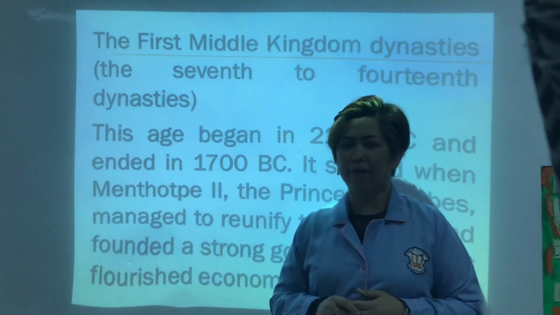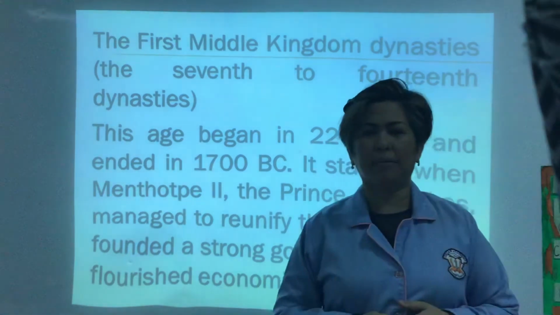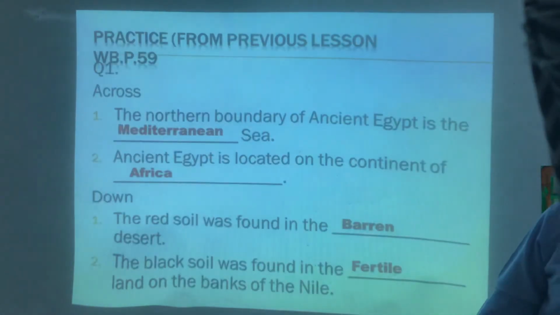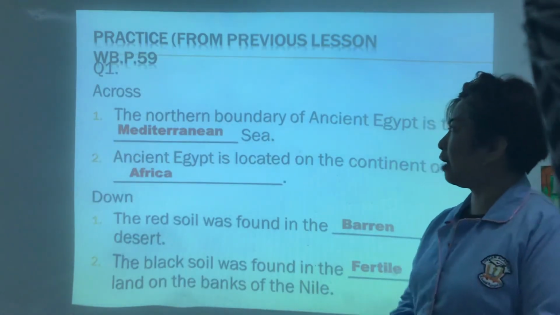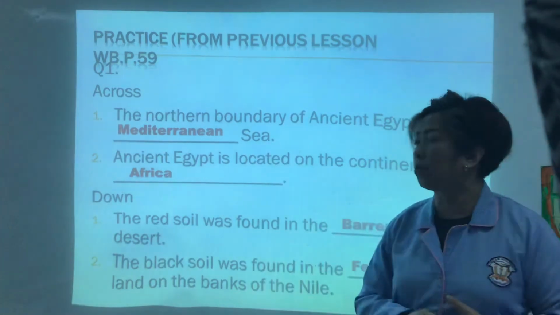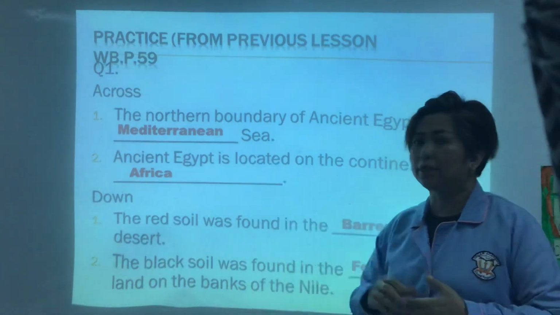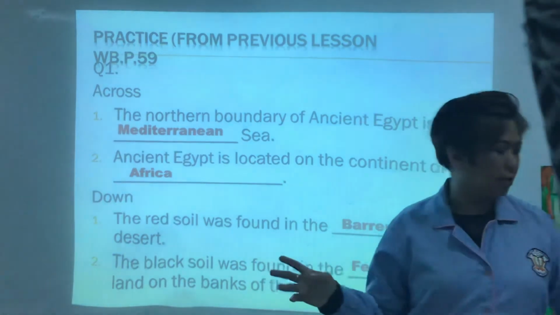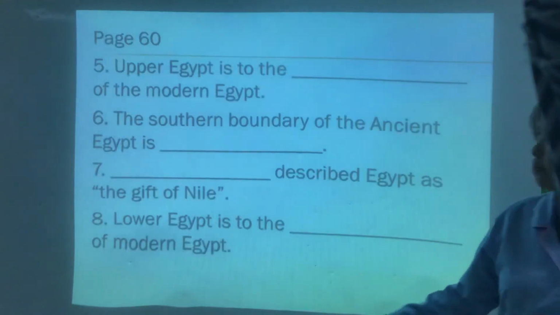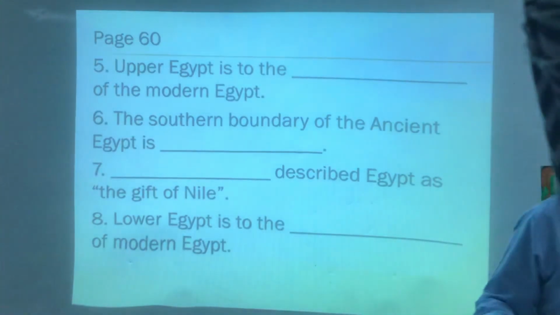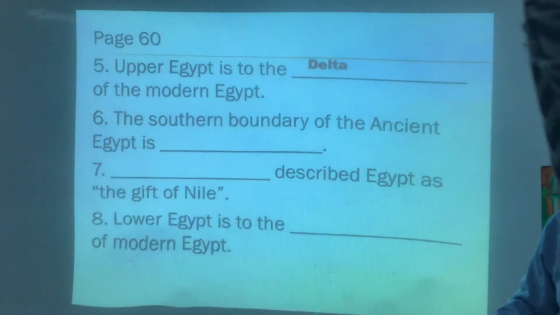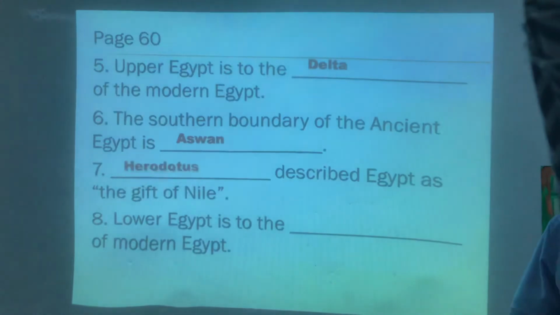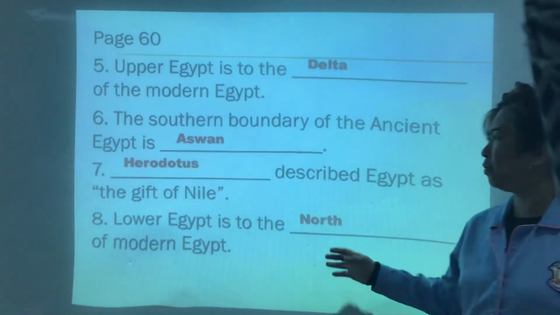Now let us have our practice for this topic. Get your book and turn it to page 59. These are the different answers for our workbook. After that, you are going to answer the next page. Number 5, delta, number 6, Aswan, number 7, Herodotus, and number 8, North.